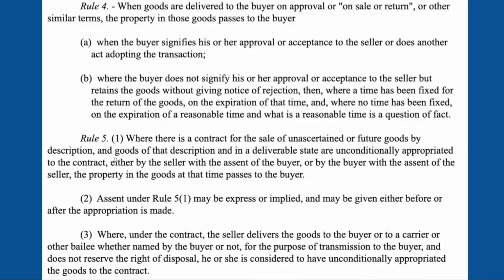Rule 5, where the contract of sale of unascertained or future goods by description, or goods by description in a deliverable state, are unconditionally appropriated to the contract, either by the seller with the assent of the buyer, or by the buyer with the assent of the seller, the property in the goods at that time passes to the buyer. So this is a future good, unascertained or future goods by description.